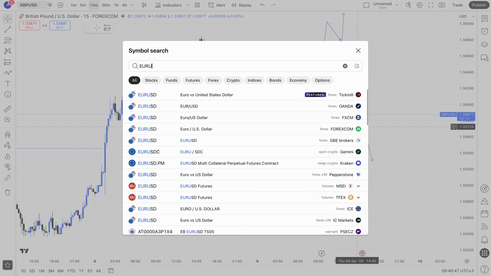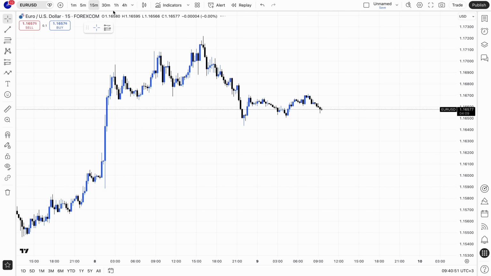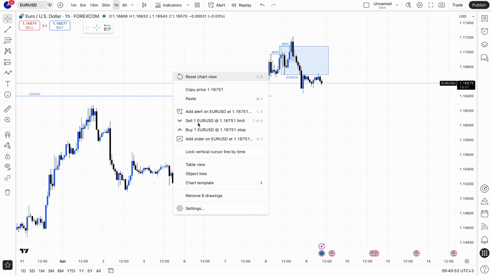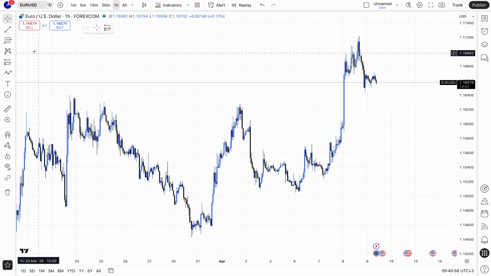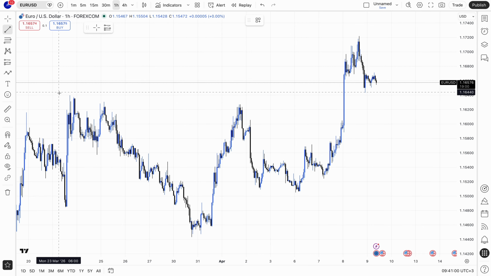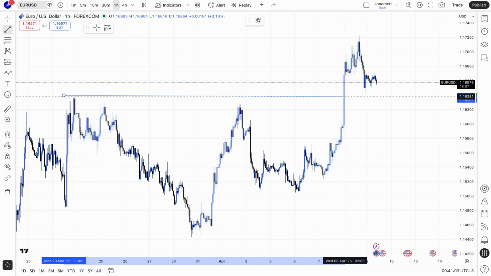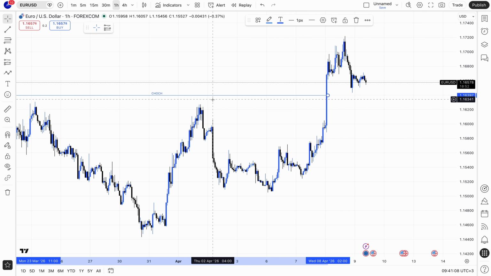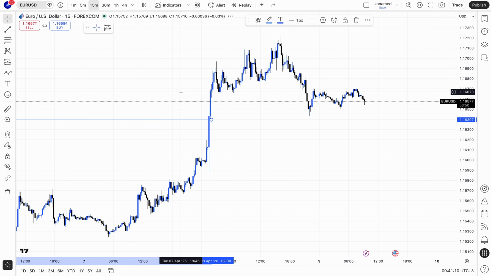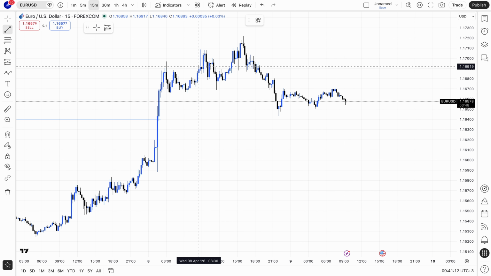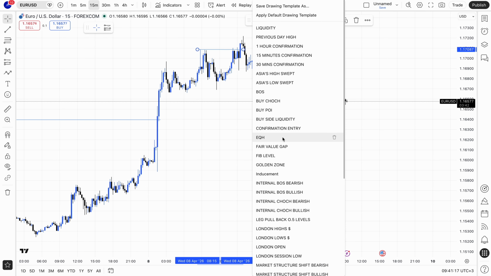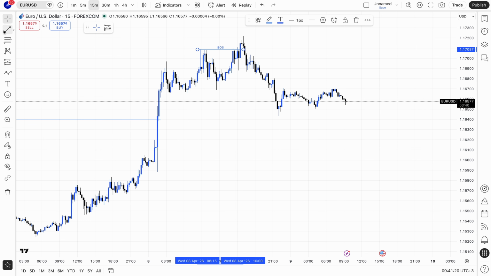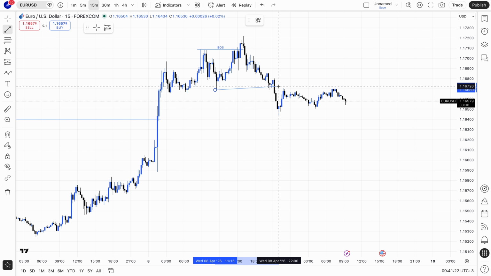So for EUR/USD, same thing. First and foremost is our external market structure, the H1. And on the H1, we had here our change of character to the upside, right? Then if you go down to 15 minutes for our internal market structure, you can see that we had our break of structure to the upside, which is here. And after this break of structure to the upside, then we had our change of character to the downside.